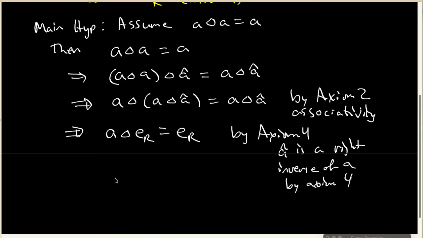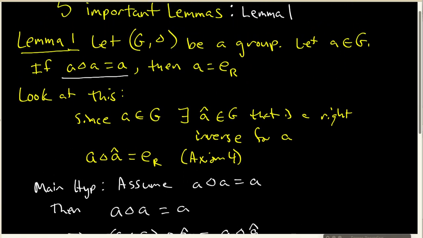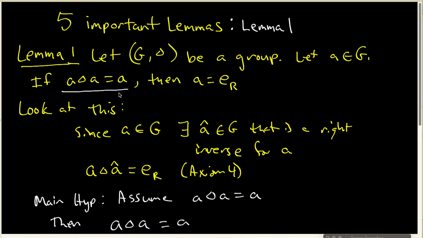But of course now axiom 3 kicks in. A triangled with ER is just another name for A, and there's nothing to do on that side. So we get this particular statement, and this is by axiom 3. The fact that ER is a right identity element. And that completes our proof. In other words, we have now proved that if A triangled with A is equal to A in a group, then A is equal to ER.